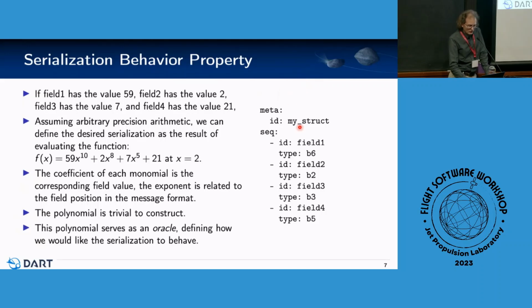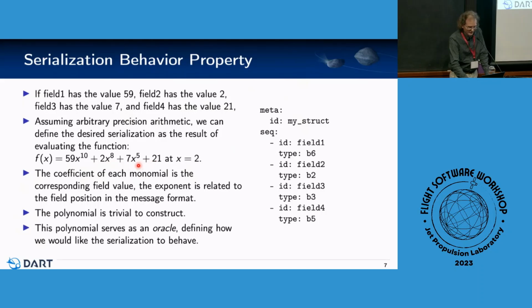So if we take that structure definition and we take 4 initial values for fields in that structure, let's say field 1 has a value of 59, field 2 has a value of 2, and we have 7 for field 3 and 21 for field 4. And we assume that we have arbitrary precision arithmetic in our test framework, not in the generated C code, but in our test framework. We can define what we want the bit pattern to look like by evaluating a simple function where we take the value 59, which was the field 1 value, times 2 to the 10, so we're basically shifting it by 10 bits. And then we add the value of field 2, shifted by 8 bits.